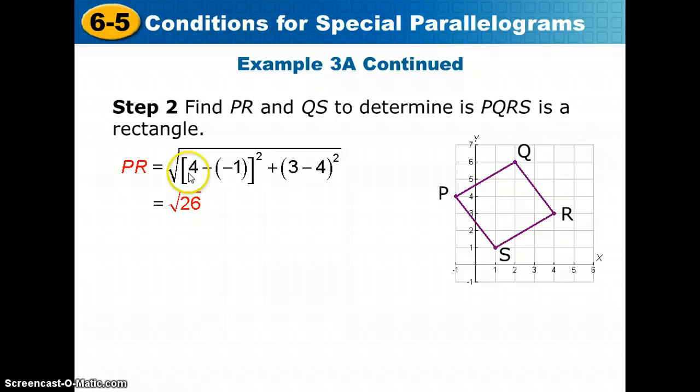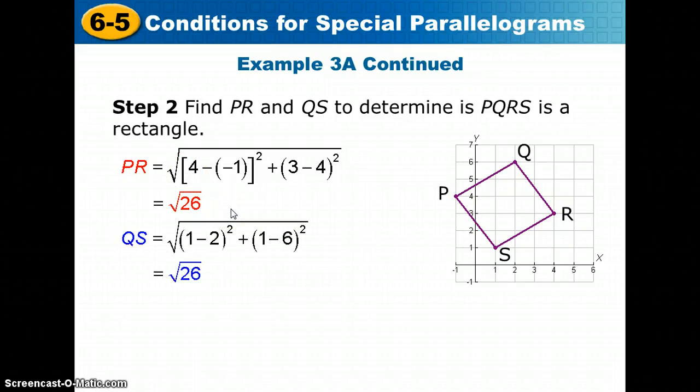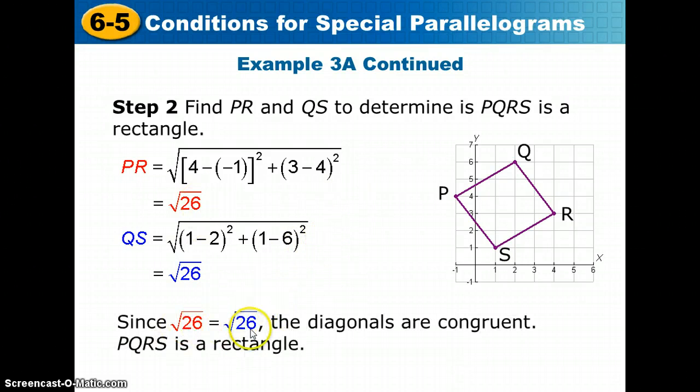If you do this, you should get PR is root 26, and QS is also root 26. Since root 26 equals itself, the diagonals are congruent, and PQRS is a rectangle. So we know that it's a rectangle. Okay, this is what you would need to show. You would need to show that PR is root 26 using the distance formula, and QS is root 26 using the distance formula, and then you'd write a statement like this, or since PR equals QS, or you could use the therefore symbol to say the diagonals are congruent. Therefore, it's a rectangle.